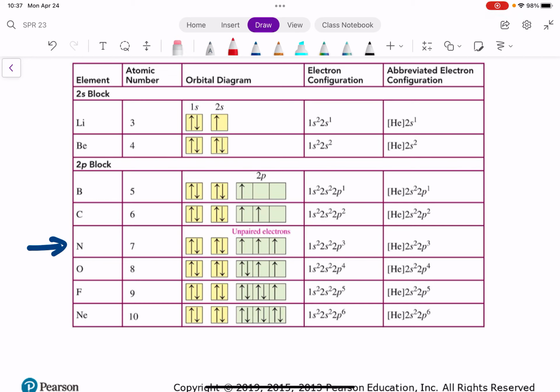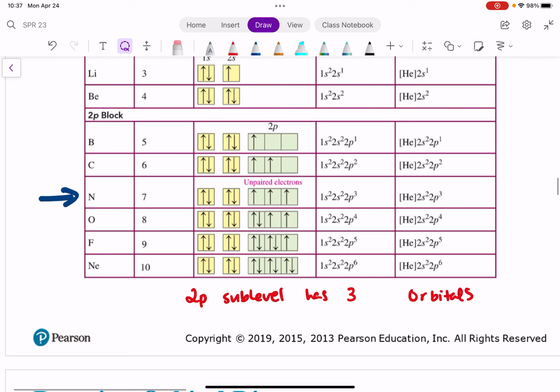Then it fills how much of the 2p orbitals? Only 3. It only fills 3 electrons in its 2p orbital. How many electrons can your 2p sublevel hold? Your 2p sublevel has 3 orbitals, 1 and 2 and 3, and each of those orbitals can hold 2 electrons. Since nitrogen only has 3 electrons to give, it can only have a 3 there for the p orbitals. 7 total electrons, but 4 are already taken up.